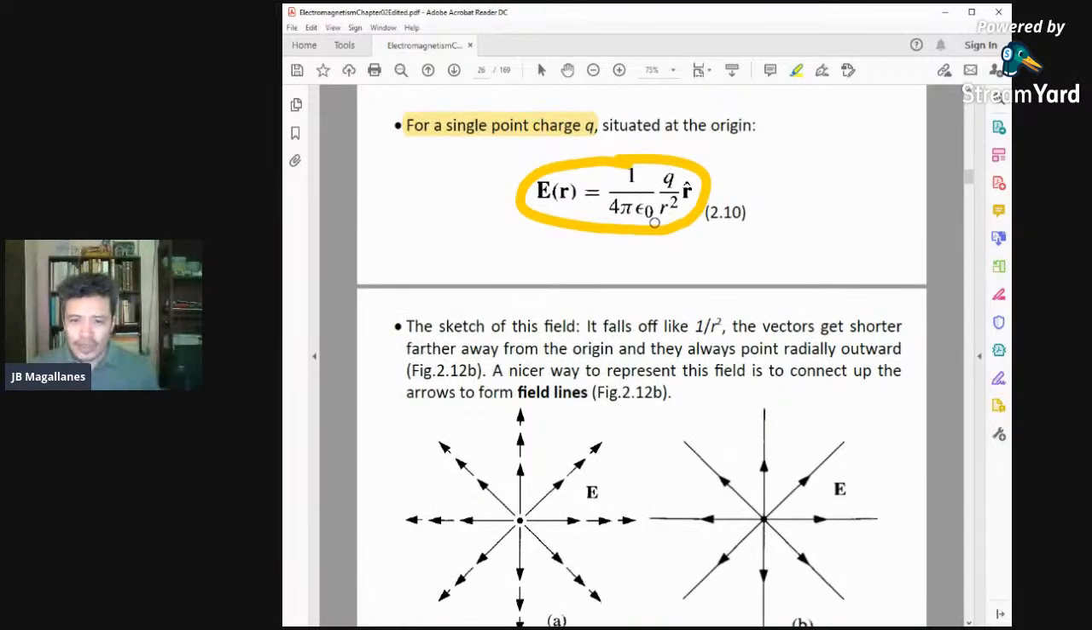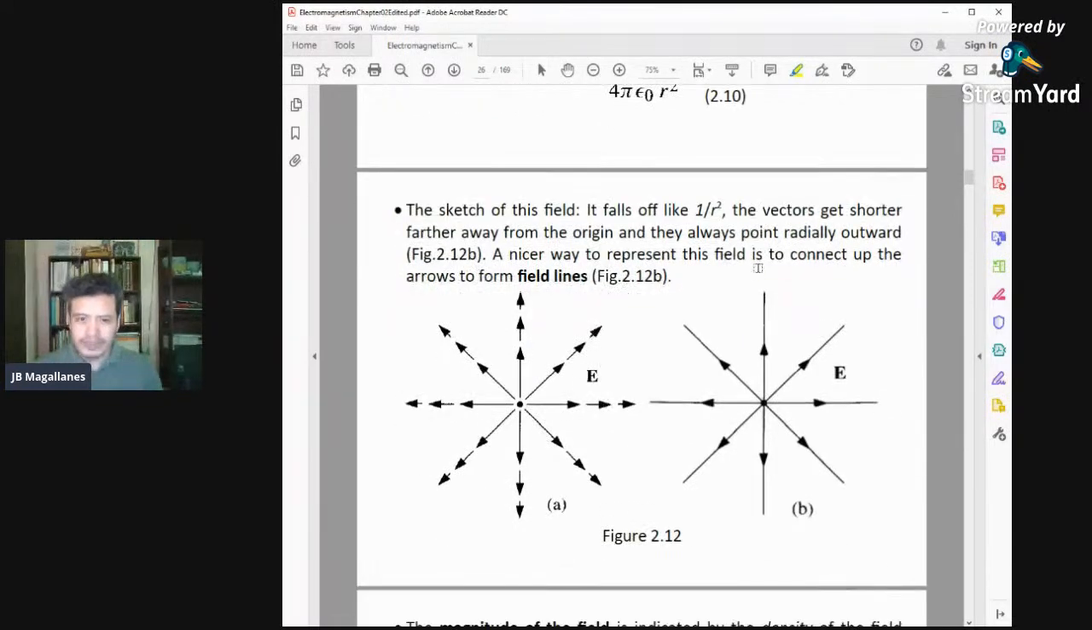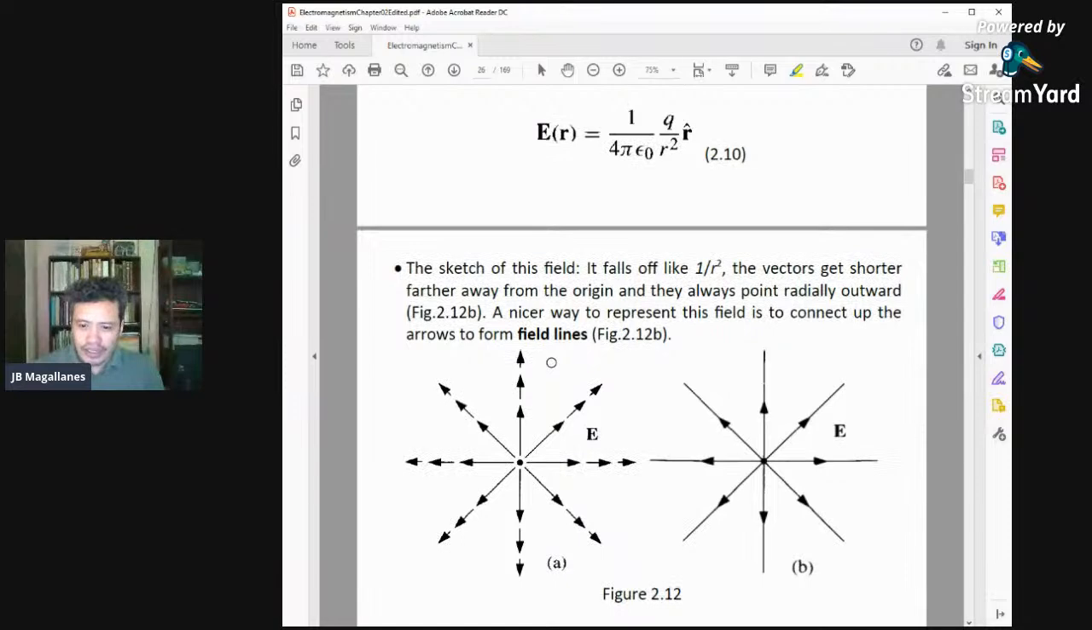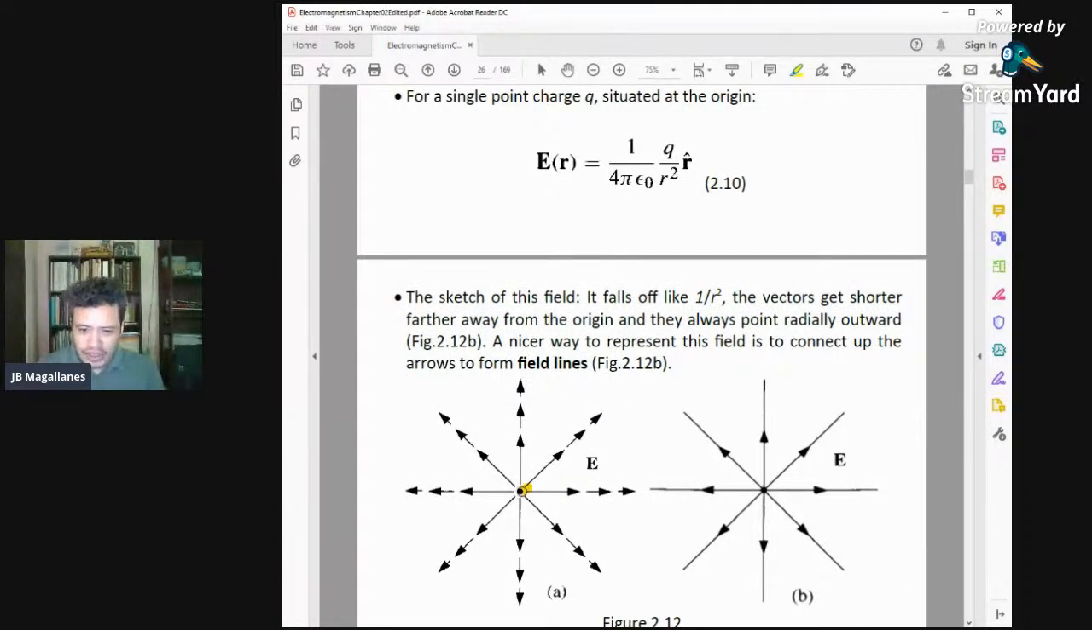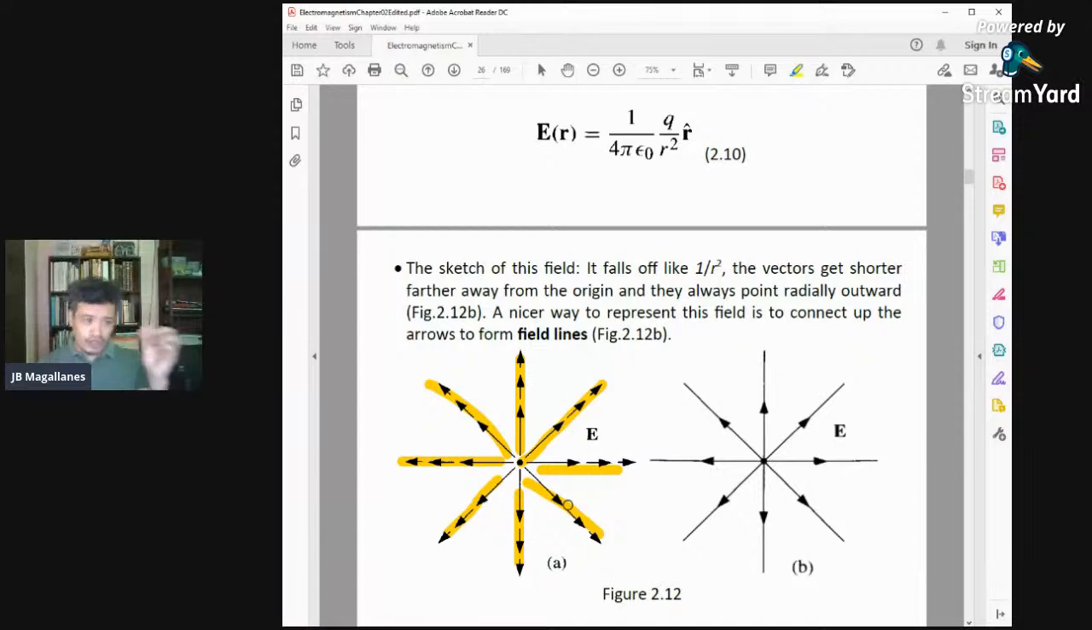So looking at this field, you have the charge exerting this field in this direction, and this direction, and this direction, everywhere in space. You can imagine it as a sea urchin, a sea urchin that has thorns in all directions, radial directions. That's how you look at the field exerted by a point charge at the origin. So looking at this, you have, when you're near the source.